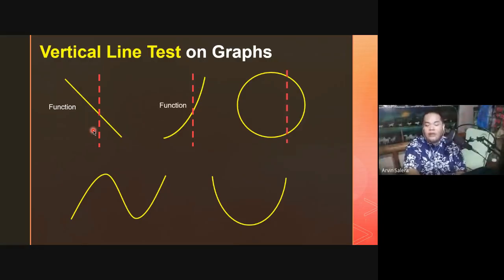Here, after one, two, not a function. This one, function. The other one, function. Okay, these are all the graphs.